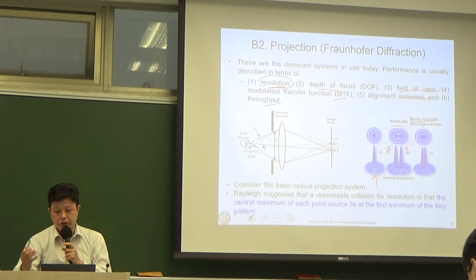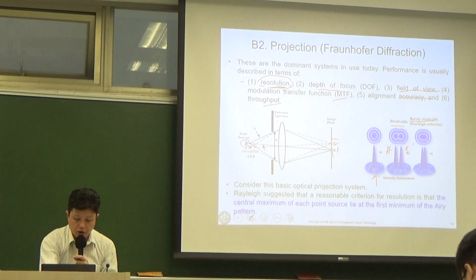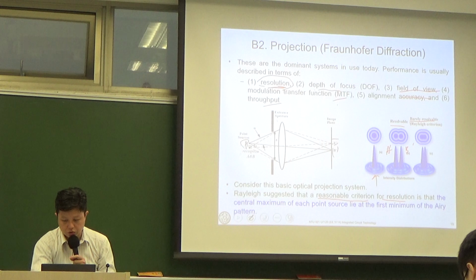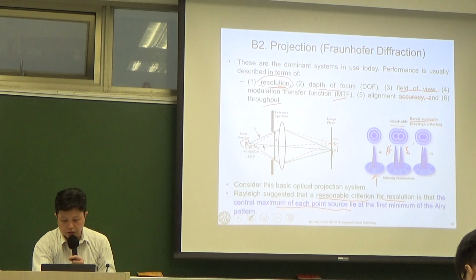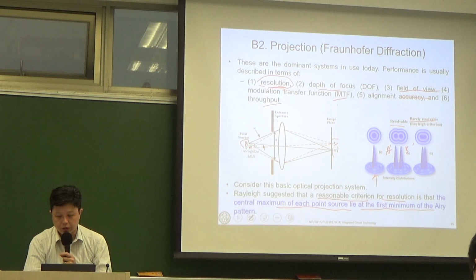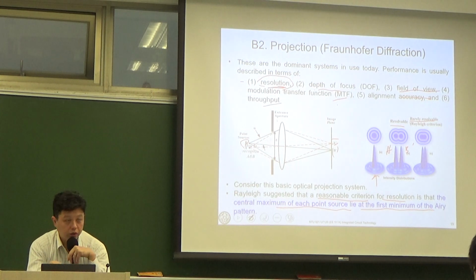So that's the criterion. We call it the Rayleigh criterion. Rayleigh suggests that a reasonable criterion for resolution is that the central maximum of each point source lies at the first minimum of the aerial pattern. I think it describes this criterion very clearly, right?